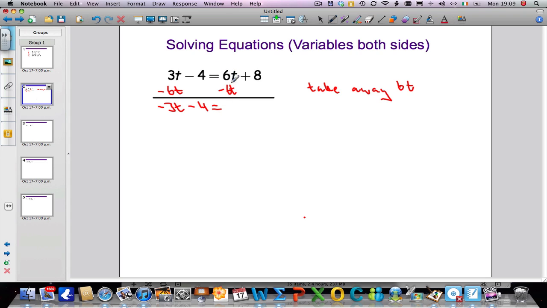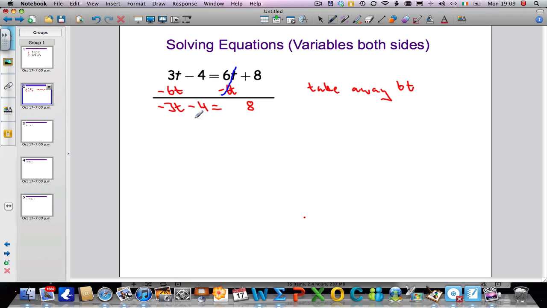6t take away 6t, well, they cancel out. That was exactly what I wanted to do. I wanted to cancel out those two. So they're cancelled out now, and the 8, well, that's still there. Now it's starting to look a little bit like a two-step equation that we've done before. Right, next I want to get rid of that minus 4.